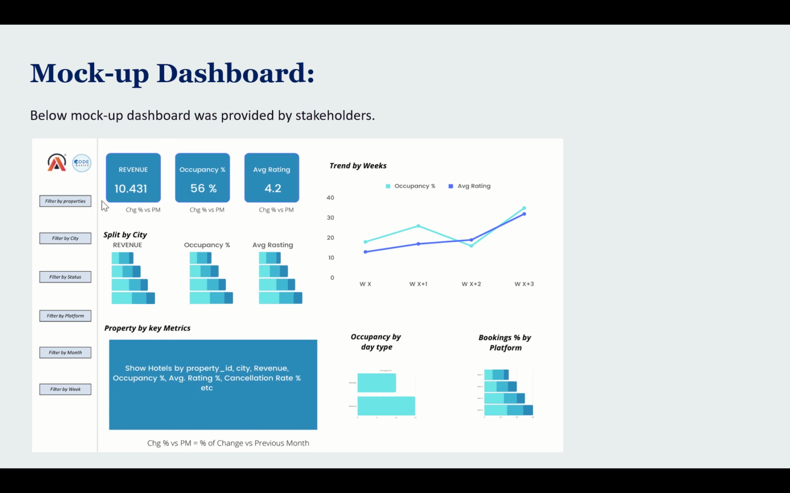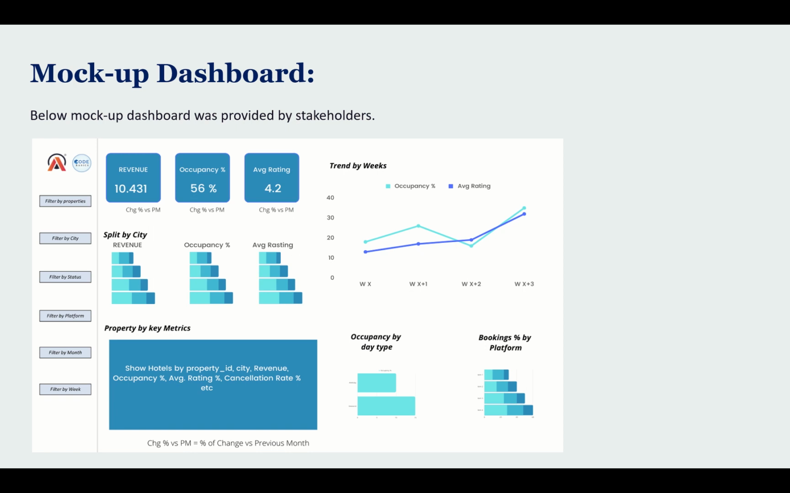Another thing I have to create is filters, which we call slicers, so that when we change the selection, the values change accordingly. And we have to create a property by key metrics table, where we can find insights. So that's all in the mockup dashboard.